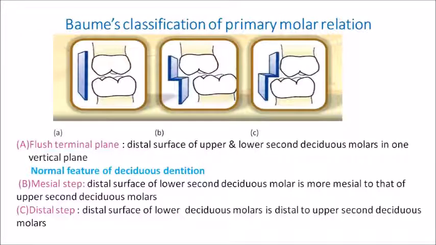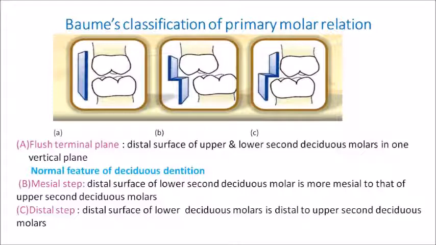By the time all your primary dentition is erupted, when we are examining the patient, we have to see what the molar relationship is. We don't follow the Angle's classification or Angle's molar relationship in the primary dentition period. Instead, in primary dentition, we have Baum's classification of primary molar relation. Baum has classified the relationship between the deciduous second molars, upper and lower arch, into 3 categories.